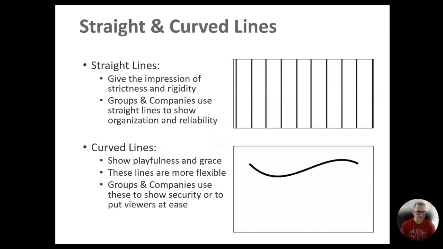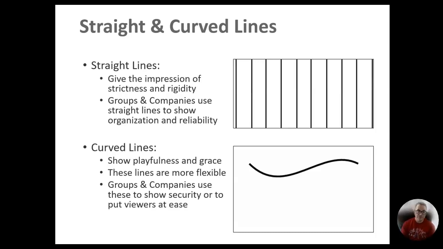For example, straight lines give the impression of rigidity and strictness, a lot of traditional elements, because these lines are very specific and very consistent. A lot of people know what they're going to expect if you use organized lines in a very straight, really structured fashion.